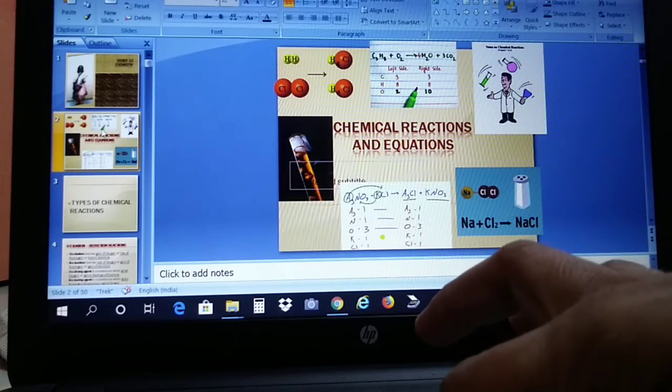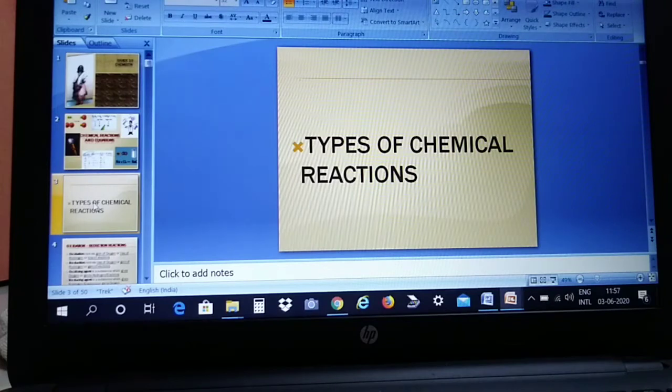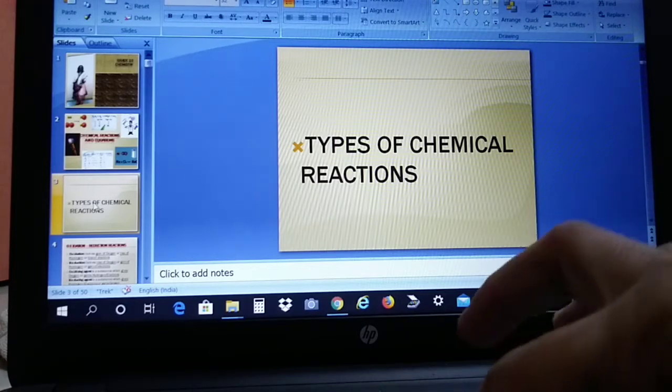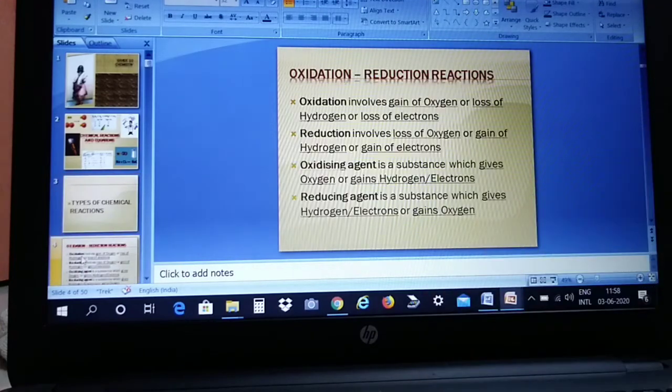In your previous session, we were doing types of chemical reactions. In that, we have done decomposition reactions, combination reactions, displacement reactions, the reactivity series, and double displacement reactions. Now, under these types of reactions, we are going to see oxidation and reduction reactions together, what they are called, and we are going to see some equations as well.